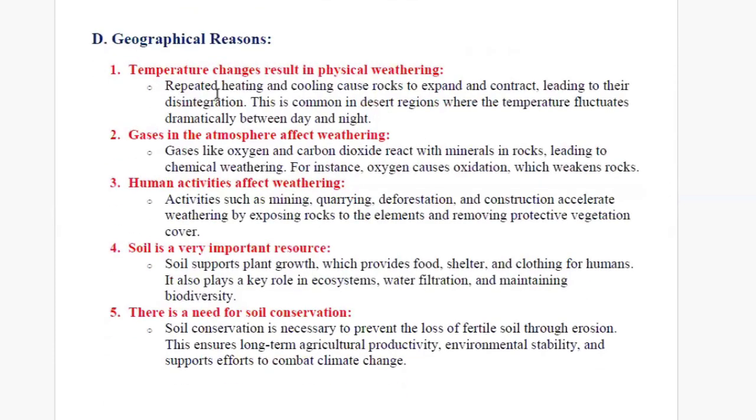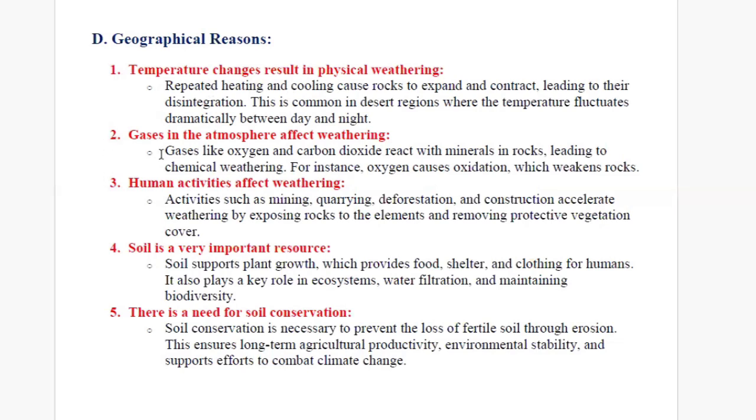Geographical reason. Temperature changes result in physical weathering. Repeated heating and cooling causes rocks to expand and contract, leading to their disintegration. This is common in desert regions where the temperature fluctuates dramatically between day and night. So that's why temperature changes result in physical weathering.